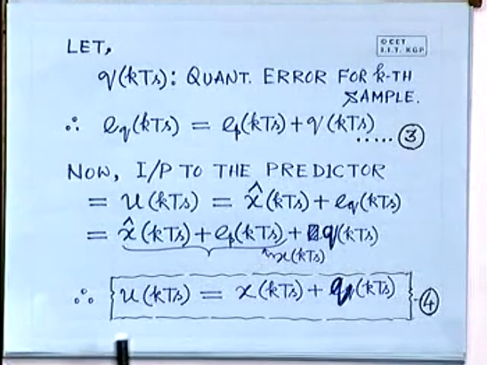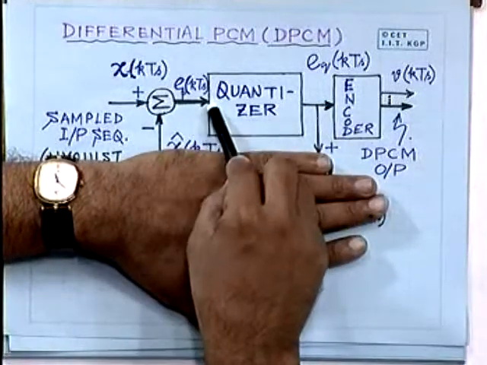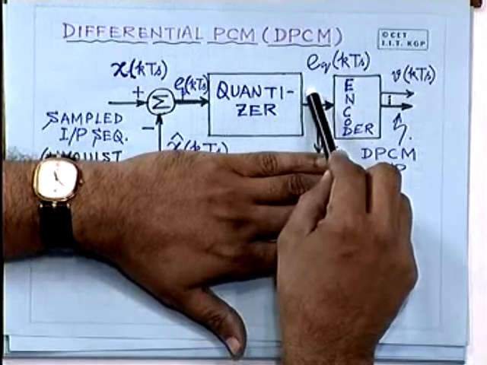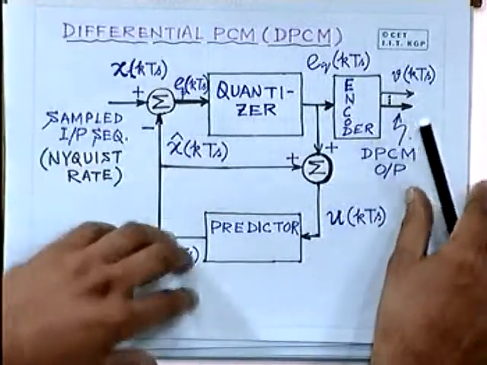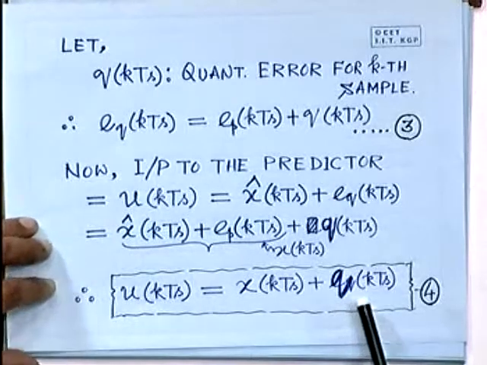Now, do you find anything interesting in this equation 4? The input to the predictor is essentially the actual speech sample plus some quantization error. And as somebody guessed sometime back, this quantization error is perhaps in a better form compared to the quantization error in a corresponding PCM scheme. If I would have used the same quantizer and a simple PCM scheme feeding XKTS directly here, the quantization error that I would have found is likely to be much larger compared to the quantization error that we are now talking about. So, this QKTS is not very large.